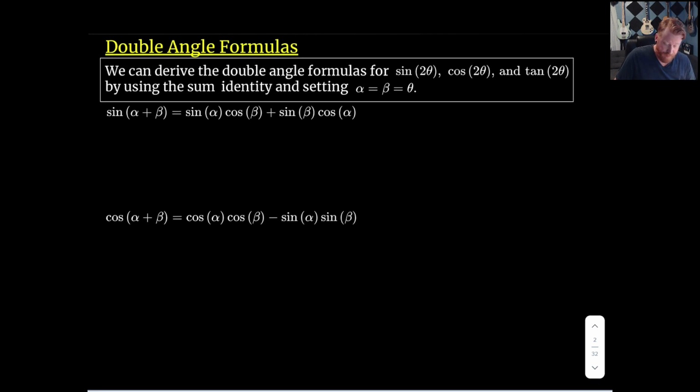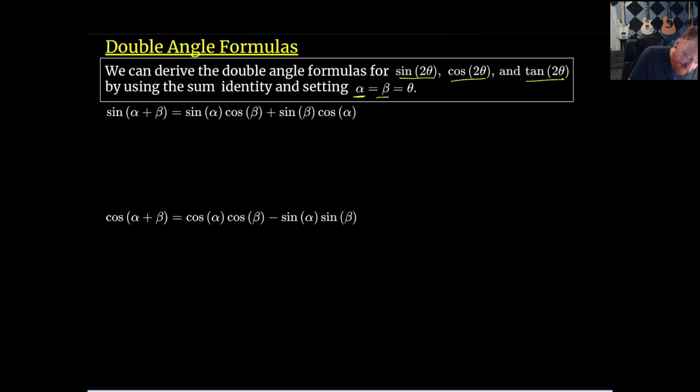What we're going to do is derive these formulas like we have been. By double angle, I mean things that look like sine of 2 times theta, or cosine of 2 times theta, or tangent of 2 times theta. Then we can use these identities, if we know the values of theta, to figure out what these double angles must be. So we're going to use the sum identity that we had before, and we're going to make the angles the same.